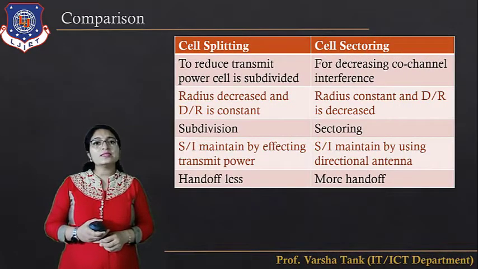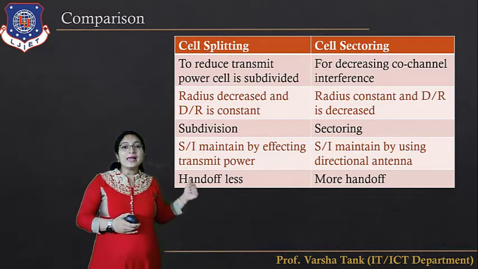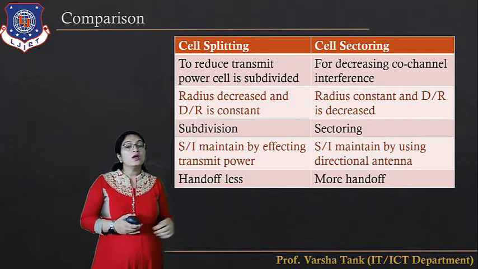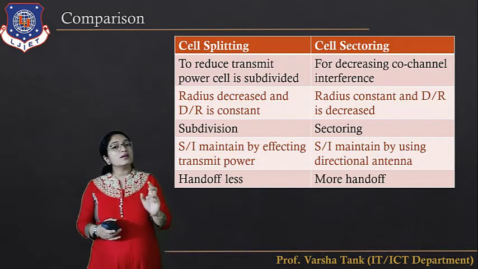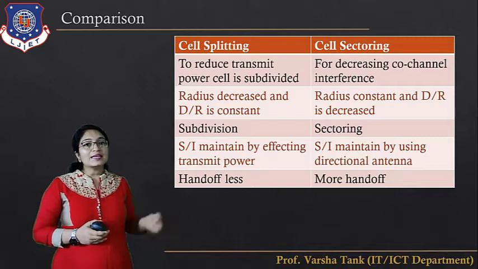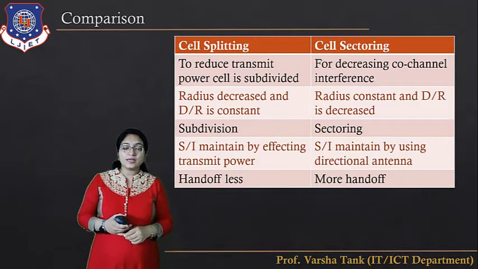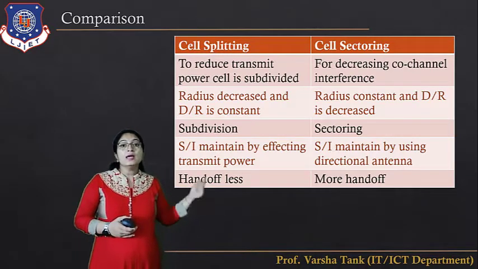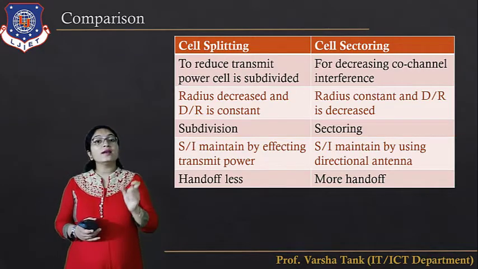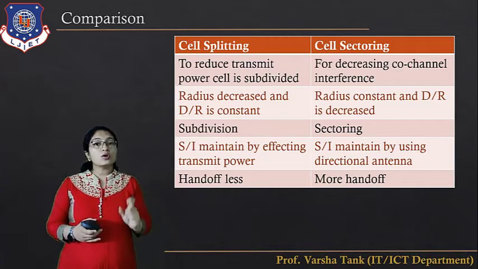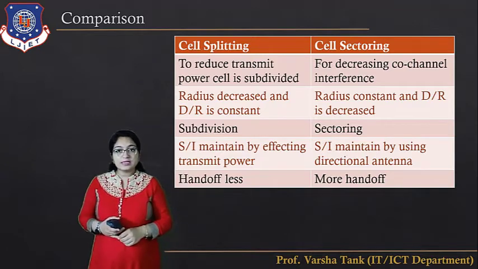Now what is the difference between cell splitting and cell sectoring? So let's learn. To reduce the transmit power, the cell is subdivided in cell splitting. In cell splitting, we are dividing the cell, we require less height antenna and transmit power is also reduced. And in cell sectoring, cell sectoring is used for decreasing the co-channel interference. Here in splitting, the radius is decreased and D by R is constant. Whereas in cell sectoring, the radius is constant and D by R is decreased. That means co-channel interference is decreased here.